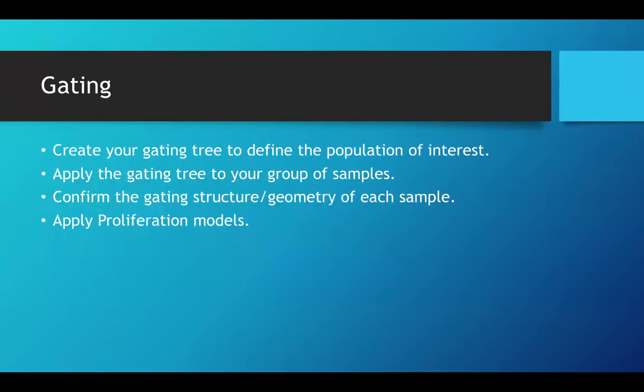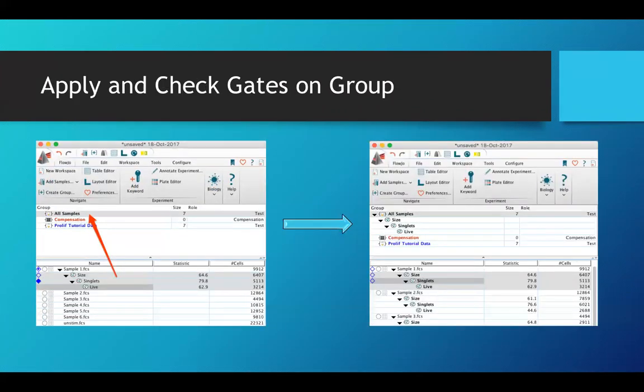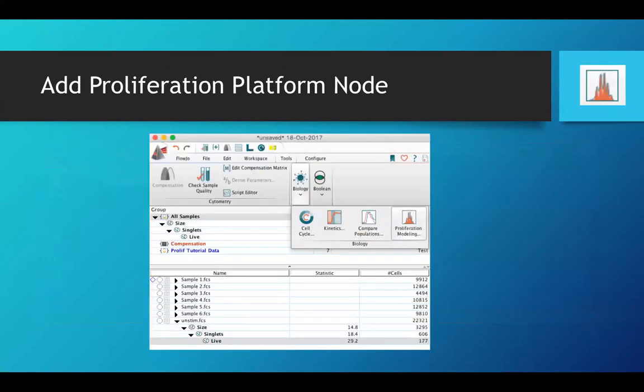Okay, again, the gating tree, make sure you're gating on something that should be going through the proliferation platform. So again, you want to gate on the cells of interest. In the experiment that we're doing here today, I've gated on CD4 positive T cells, and we're going to take a look at those here momentarily. If you're interested in these slides, they just point out where a lot of the features within FlowJo are, and these again are clicks that I've already gone through.